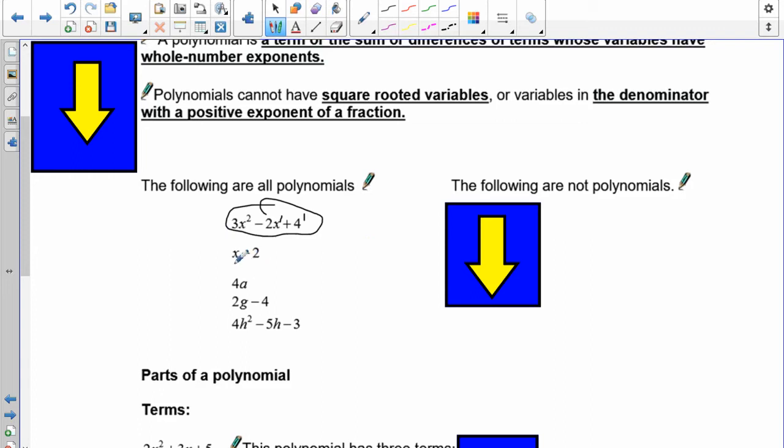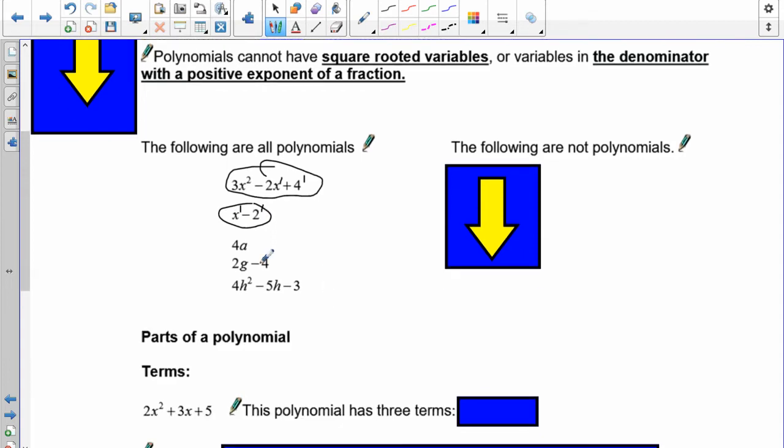Now again, over here, x minus 2. All right, that's x to the power of 1. This is 2 to the power of 1. So positive exponents. That means this here is a polynomial. Down here, this is a single term. This is 4 to the 1 times a to the 1. Both positive makes it a polynomial. Here, 2 to the 1, g to the 1, 4 to the 1. All positive, that's a polynomial. 4 to the 1, h to the 2, minus 5 to the 1, h to the 1, minus 3 to the 1. Those are all positive. That makes this a polynomial.